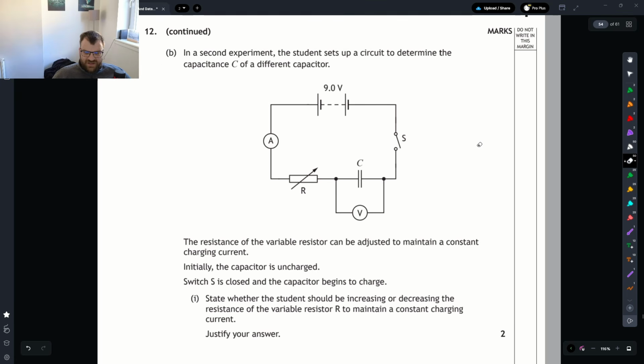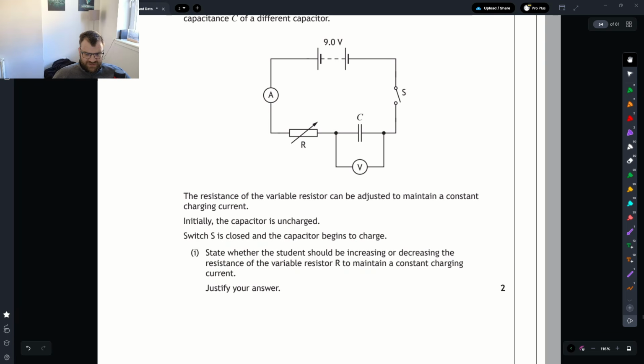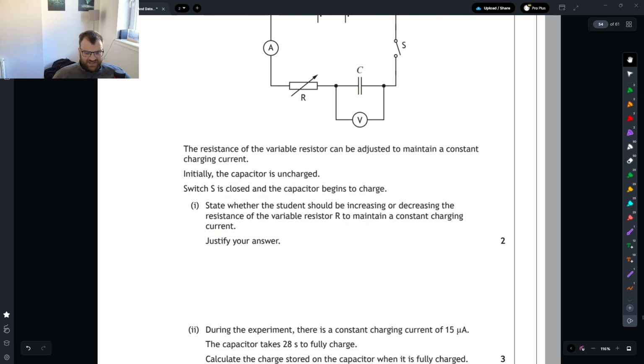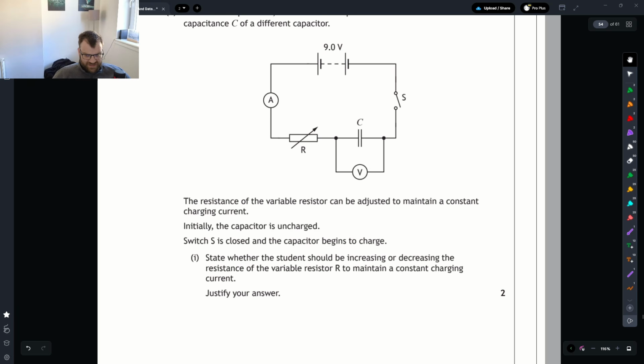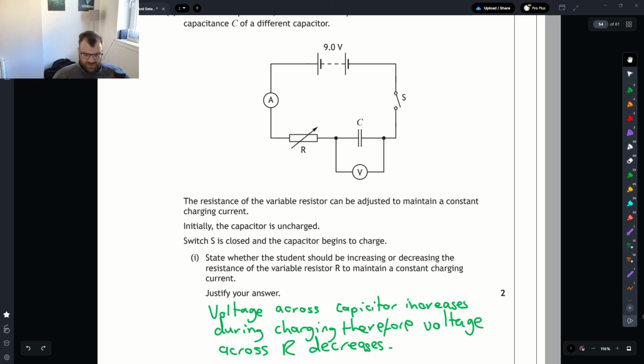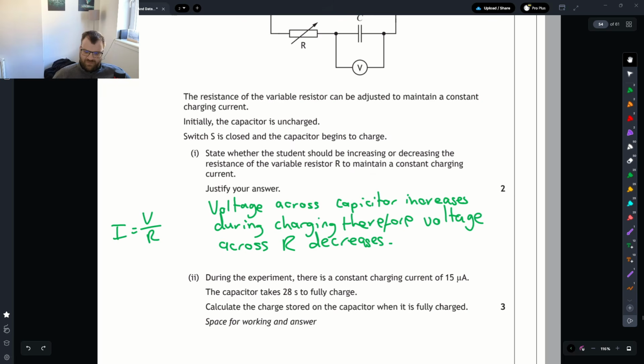In this next question, they are trying to determine the capacitance of a different capacitor. It's uncharged, it's beginning to charge, and they're asking whether we should increase or decrease the resistance of the variable resistor to maintain a constant charging current for the capacitor. Well, the voltage is going to increase across the capacitor. So the voltage is building up, like I said for the previous one. So if that voltage goes up, the voltage across the variable resistor has to go down. With a lower voltage, we'd want to have a lower resistance as well to keep those things going together.